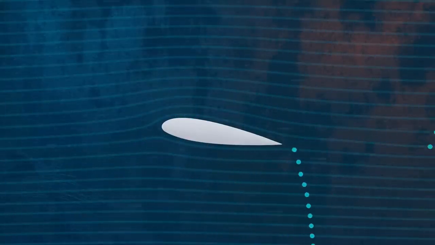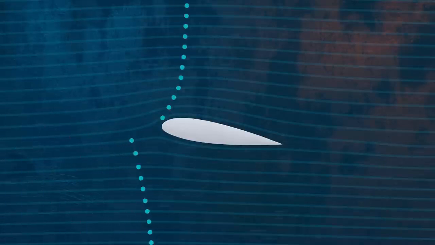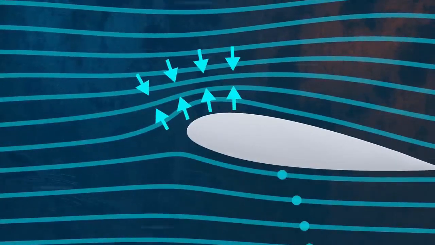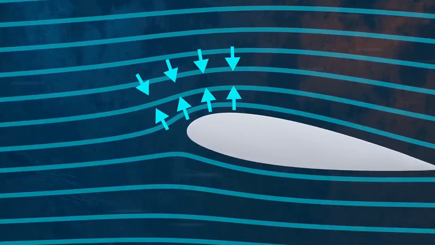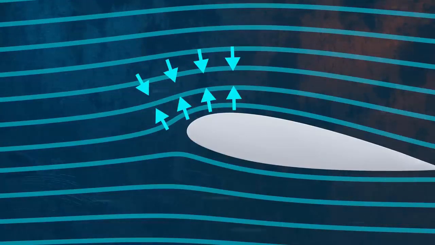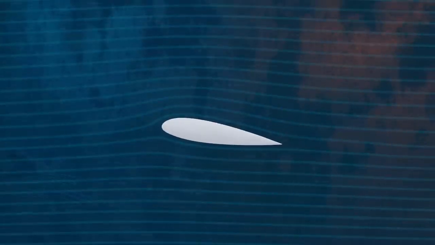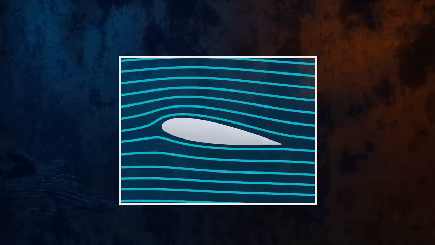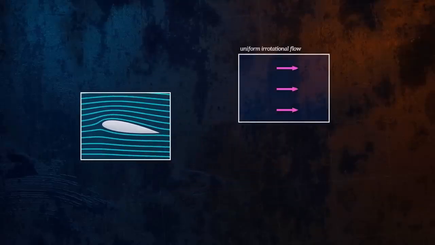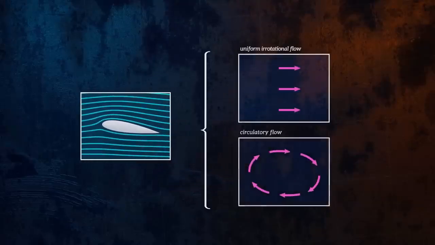One explanation is that the geometry of an airfoil causes the flow to be pinched together above the airfoil, but not below it. Because of the conservation of mass, this results in increased velocity above the airfoil. A more complete but less intuitive explanation for the difference in velocity is based on the concept of circulation. The flow around an airfoil can be thought of as the superposition of idealized uniform irrotational flow and circulatory flow.